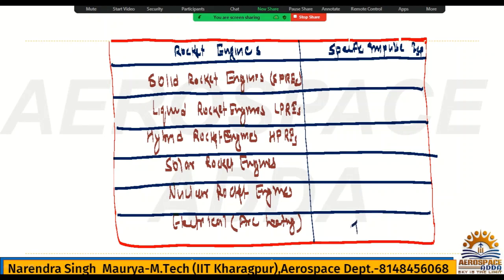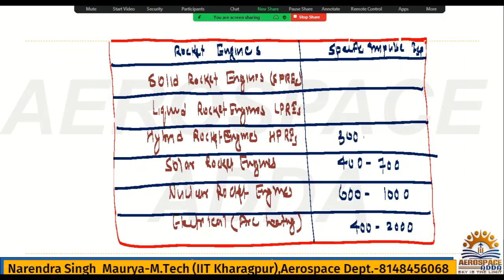This is 400 to 2000, 600 to 1000, 400 to 700, hybrid 300 to 500, 300 to 460, 310.